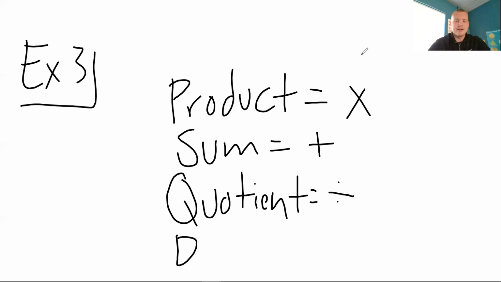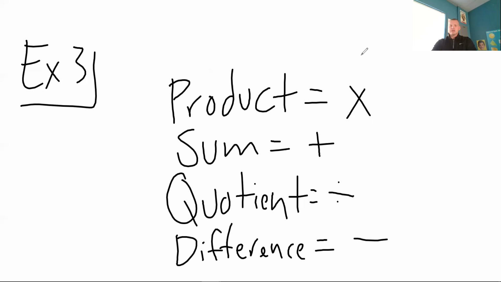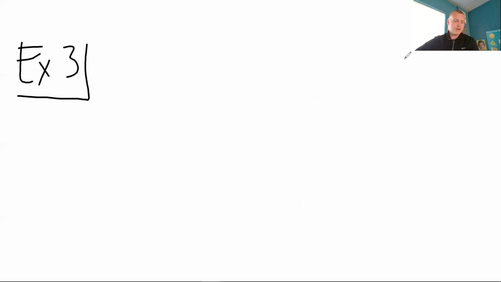And then difference is subtraction. Okay, that's new. This should not be new to you. This is definitely review. Product is multiplication, sum is addition, quotient is division, difference is subtraction. Yep, so that is definitely something that should be known already. If that helps you remember, there you go.